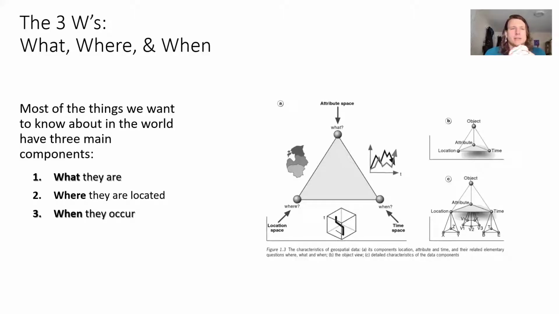The first thing I want to talk about today is the concept of spatiotemporal GIS, so adding a temporal or time-based component to our analysis. So most of the things that you want to know about in the world have three main components: what they are, where they are, and when they occur. So if you have the where and the what, you can make a static map and you can show something. You can show the what and how it is in space or where it is. If you have what and when, you can make a chart to show the evolution of something through time. But if you have all three, how do we approach that?